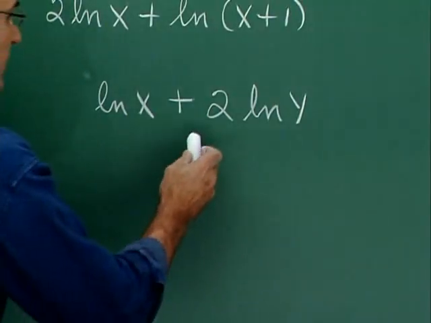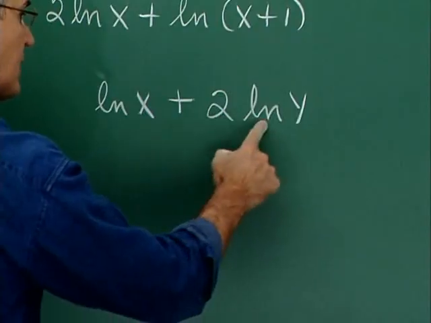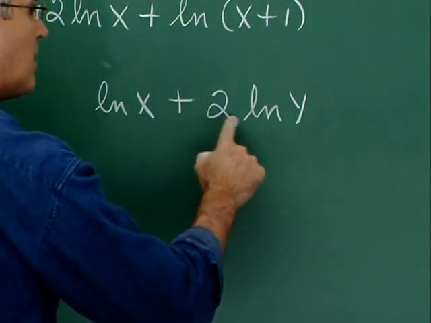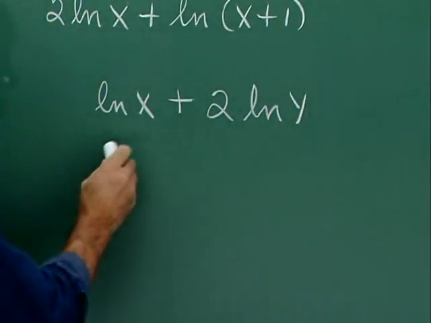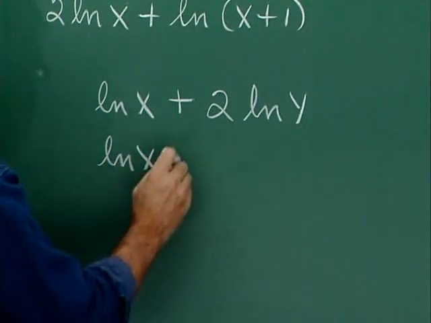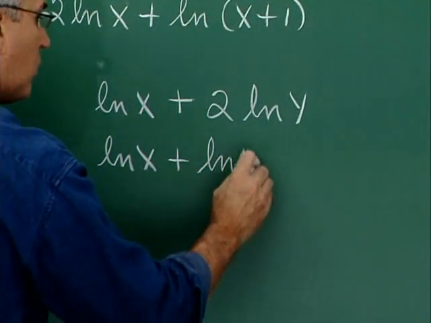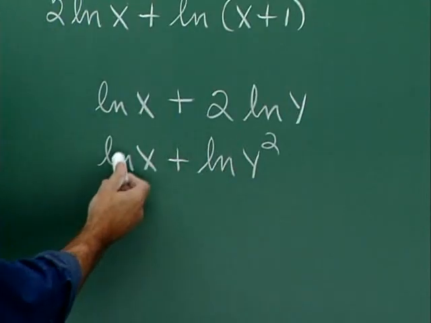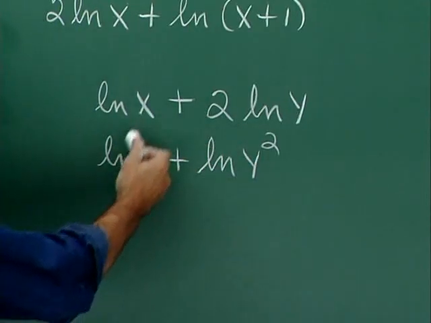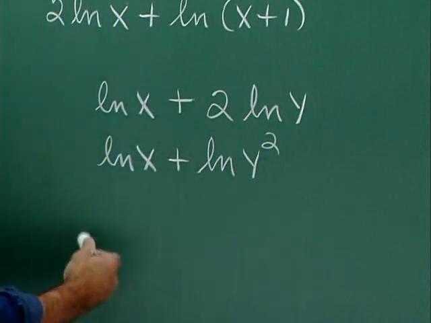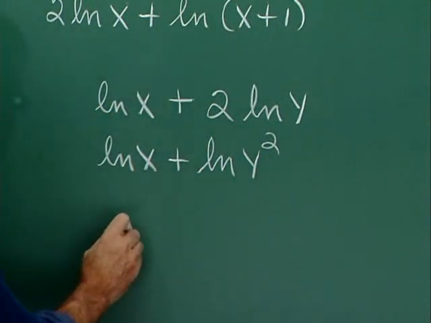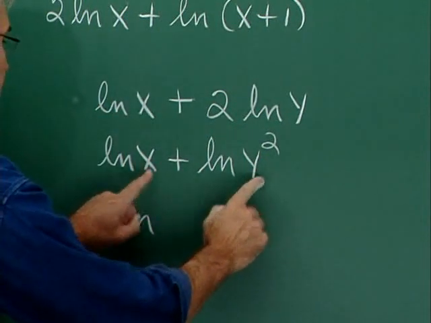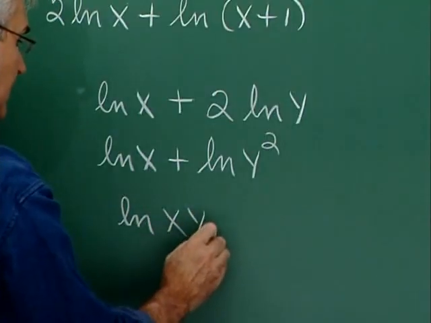That is, we say something like, well, this 2 as this coefficient can become an exponent on y. So we can write this as ln x plus ln y squared. Now we have the sum of two logarithms, you see, which we can write as the logarithm of a product. So it's ln of the product of those two, x times y squared.